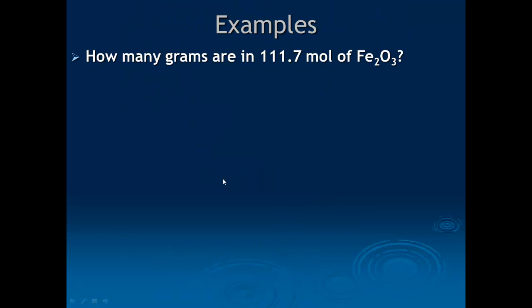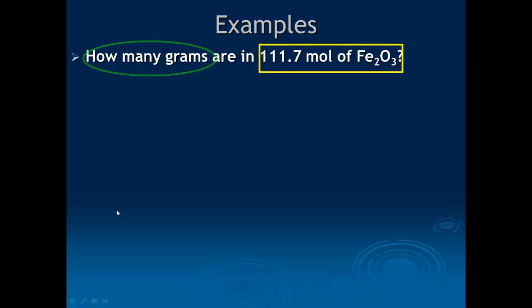Okay, one more. How many grams are in 111.7 moles of iron 3 oxide? Okay, Fe2O3. And again, I really would like you to pause and try and solve this problem on your own, and then check your answer. So in this problem, we're looking for grams. We're given 111.7 moles.